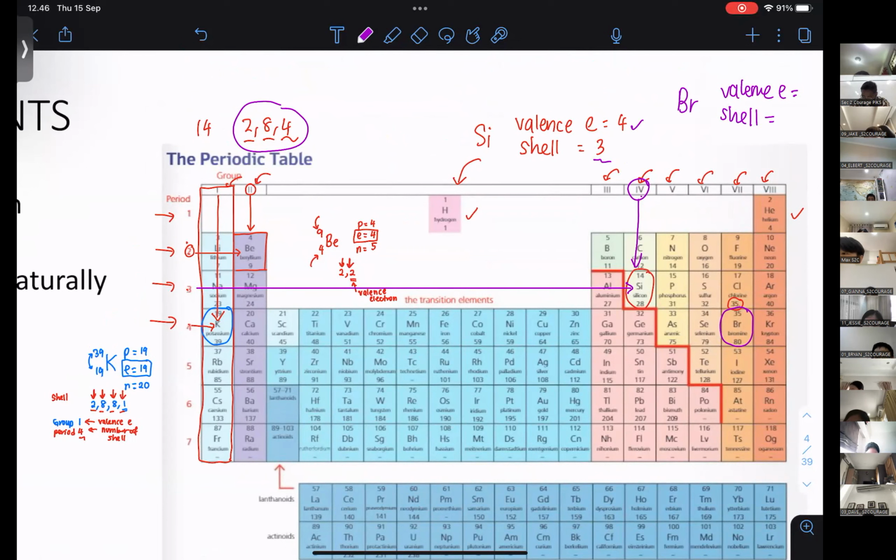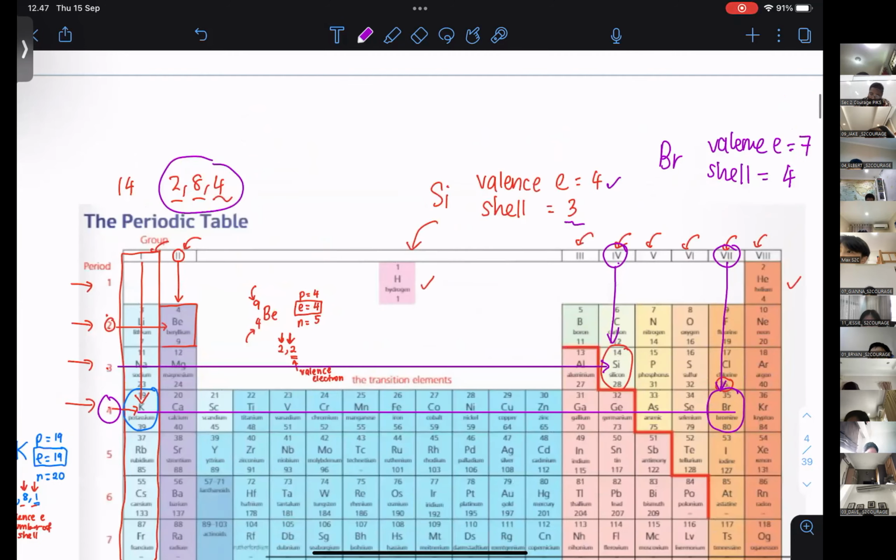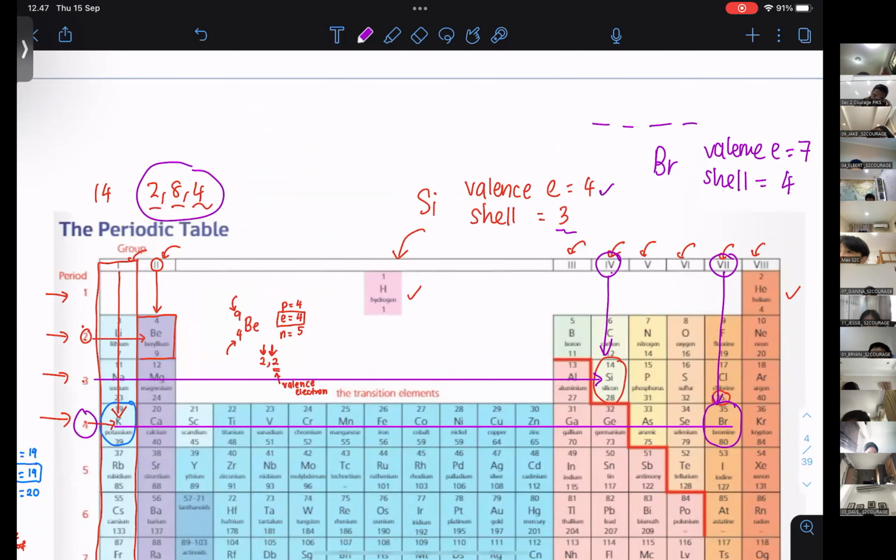The 7 for the... Okay, group 7. So this is group 7, so the valence electron is 7. Shell? 3. No, I mean 4. 4, yeah. So what does this tell us? It means they have 4 shells, and the valence electron is 7. It means this one must be 2, 8, 7.